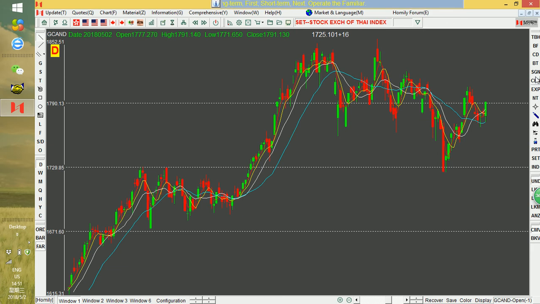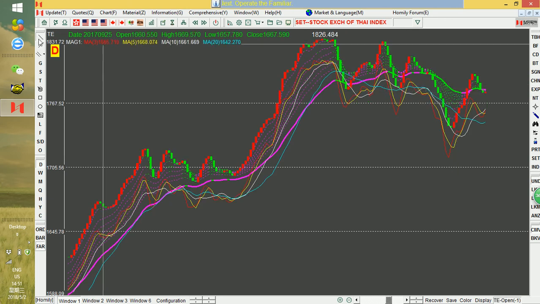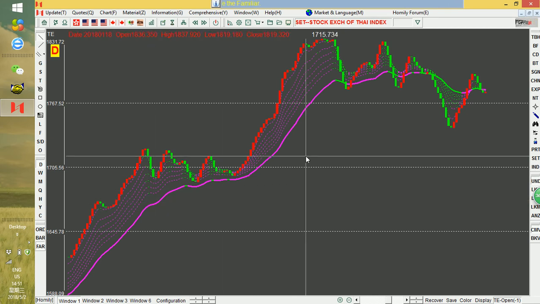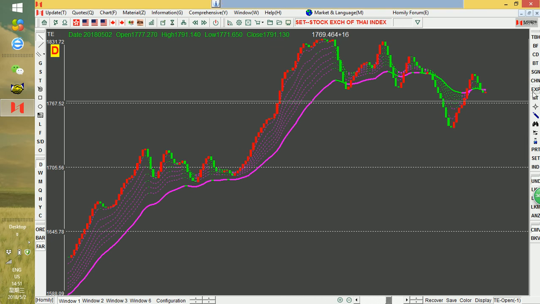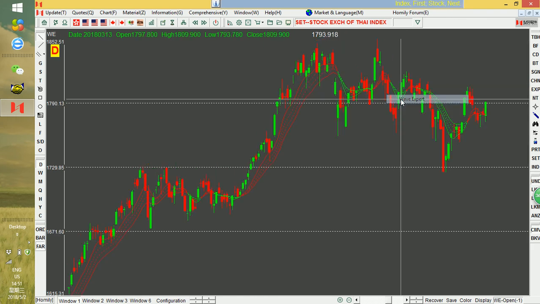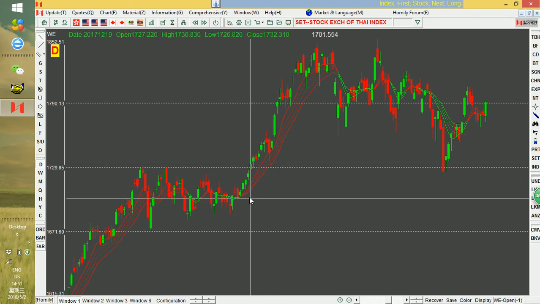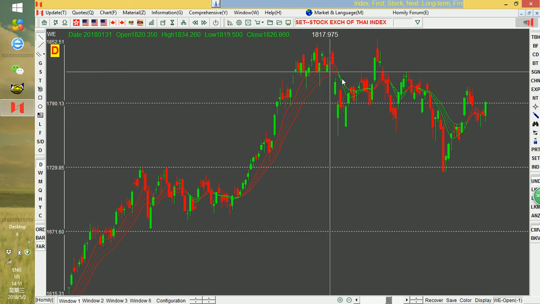Okay, after that we will know the A as bird. The trend as bird is going to help us know the medium term trend and the short term trend. It helps us know the trend very exactly. And the wave as bird is also telling us that red means the price is going to go uptrend.